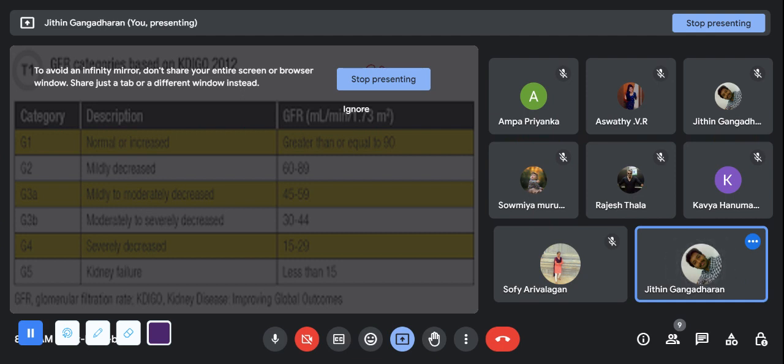If the glomerular filtration rate starts to decrease, it means your kidney is having problems. Mildly decreased is 60 to 89. Moderate is 45 to 59. Moderately severe is 30 to 45. Very severely affected is 15 to 25. Kidney failure is less than 15. This is normal, just you have to understand this. More than 90 is normal and less than 15 is kidney failure.